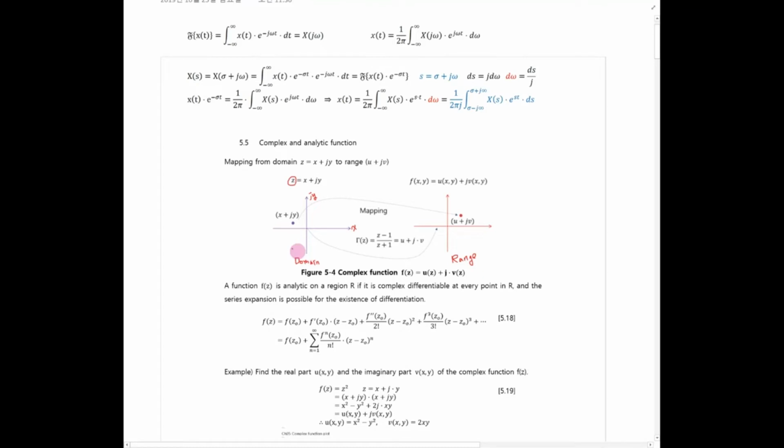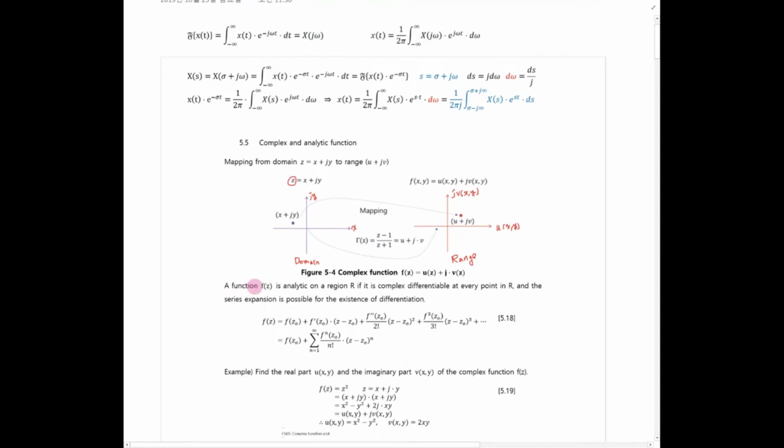A function is a mapping from domain to the range, but in the range, the real part is u and the imaginary part is jv, but u is a function of x and y. V is also a function of x and y. Okay, this is complex functions, but it's not that easy to visualize. Later, I would like to show you how to visualize the complex functions.